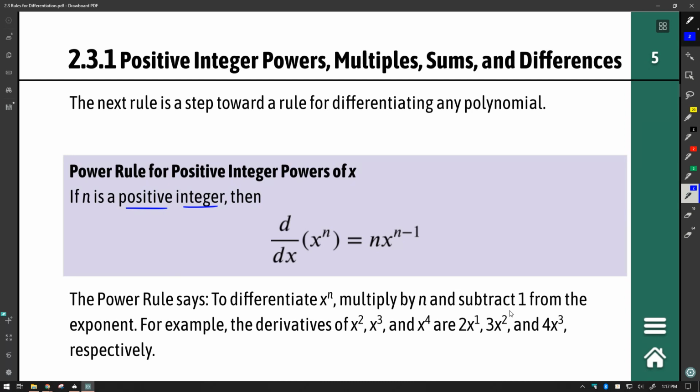The power rule is written in words down here: to differentiate x to the n, multiply by n, subtract 1 from the exponent. For example, the derivatives of x squared, x cubed, and x to the fourth are 2x to the first, 3x squared, and 4x cubed respectively. Which means if I asked you for the derivative of x to the 10th, you could tell that to me without going through the limit definition of derivative and expanding x plus h to the power of 10. This is just 10 to the front times x to the 9th.